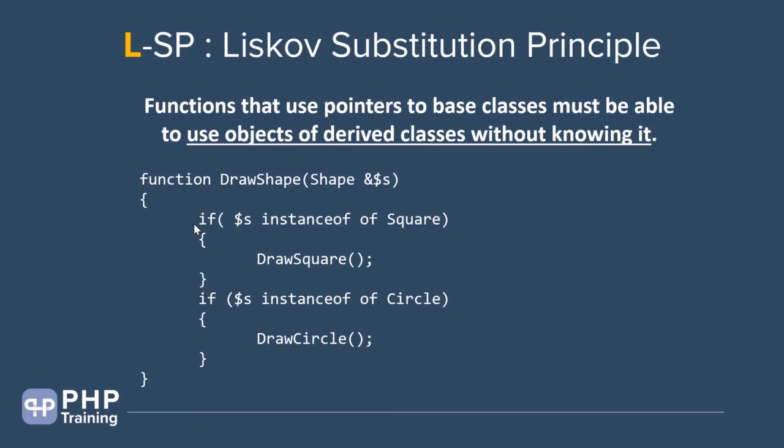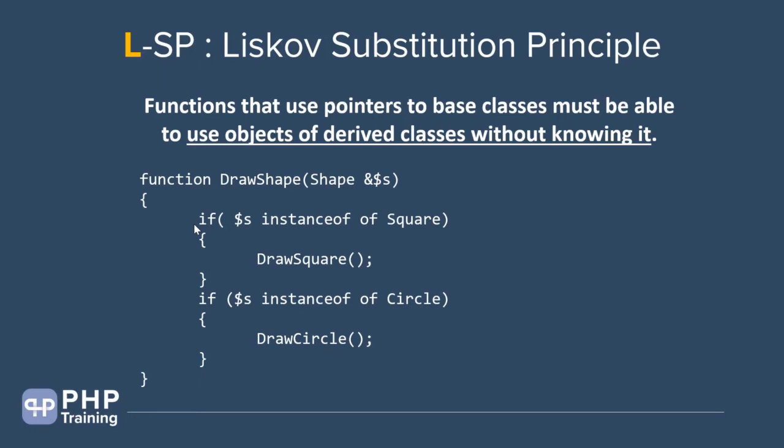This principle says drawShape should not worry about square or circle. It should just draw the shape. That's the purpose of this method. You are writing a method to draw a shape. Now you don't have to worry about whether that shape is a square or a circle, because if you start worrying about whether it is a square or a circle, tomorrow when a rectangle comes in, again you have to change your method. So you have to write the method in such a way that you should not worry about the derived classes. That's what the principle talks about.